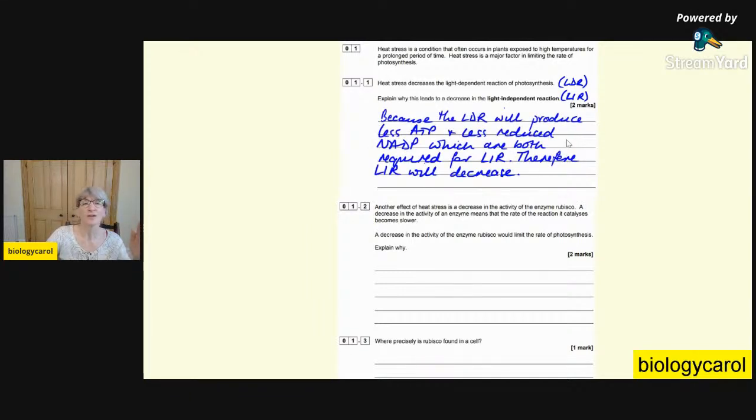And that's because the light-dependent reaction will produce less ATP and less reduced NADP, which are both required for the light-independent reaction. And as a result, if there's less of them, there's going to be less of the light-independent reaction happening. Here's the mark scheme, and therefore I got both of the marks. Just worth you knowing that when I mark exam papers, I literally mark at the word, or I try and mark at the word where the particular mark point has been earned. So hence, mark point 1, mark point 2 there.